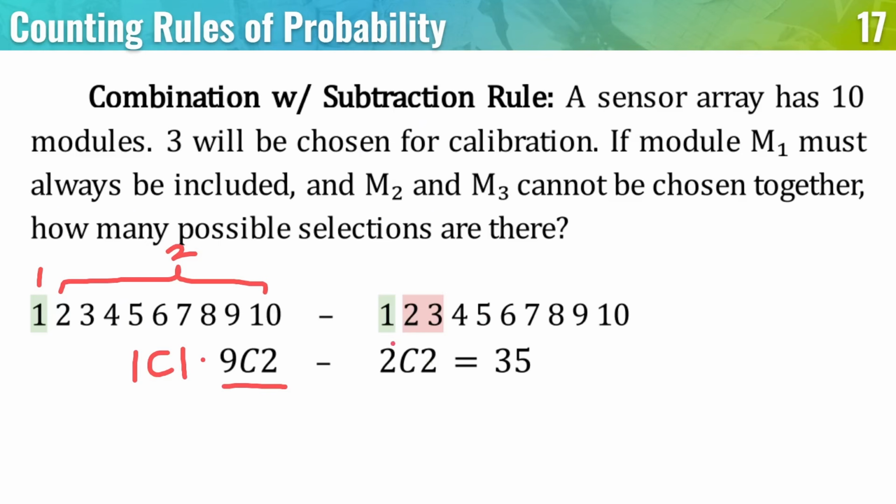Likewise, we have this 2C2 for the not allowed events. This is because M2 and M3 cannot be chosen together. So the ways they cannot be chosen together are, because there are two elements, 2C2, because you choose both of them. So when they cannot be chosen together, the thing you have to subtract is when you choose both of them. So 9C2 minus 2C2 equals 35. So there are 35 possible selections.